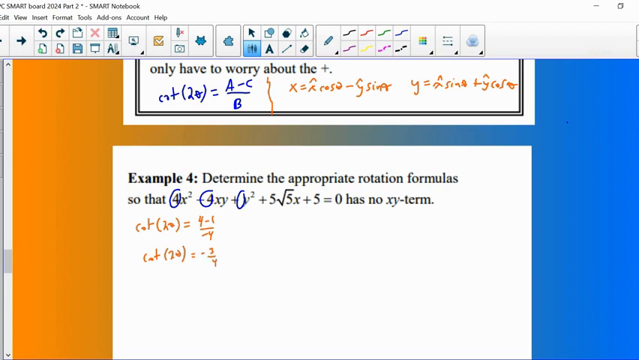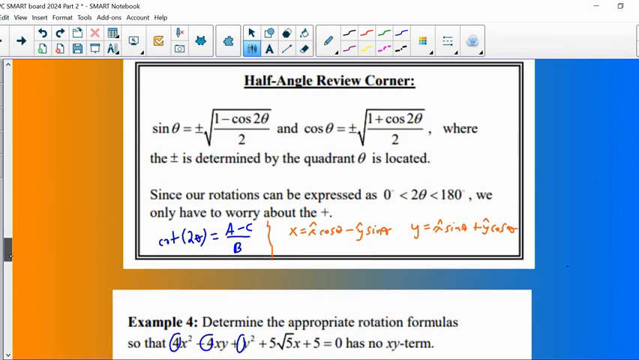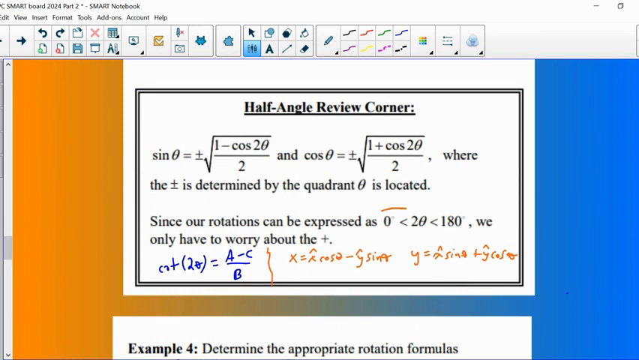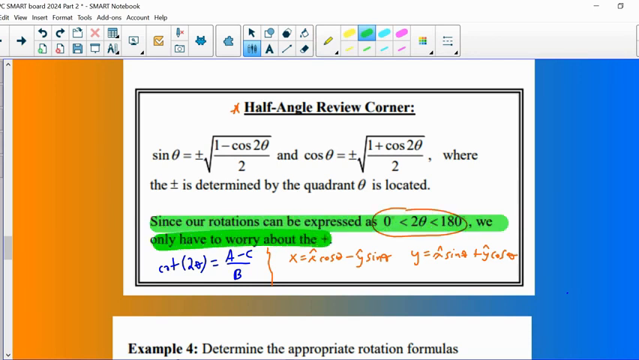Now, because of the symmetry of conic sections, we're never going to rotate or need to be worried about rotating more than 180 degrees. So if our 2 theta is representing a range of values between 0 to 180, then half of it's going to be just 0 to 90. And so that's what this half angle quarter view is talking about. Since our rotations follow this, we only have to worry about the positive in terms of our plus or minus. So that's nice, right? One less thing to worry about.